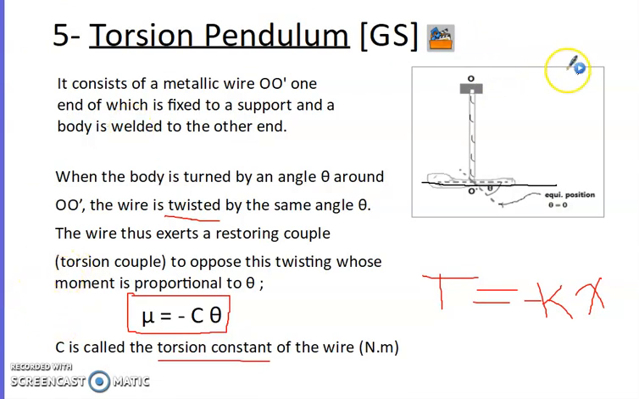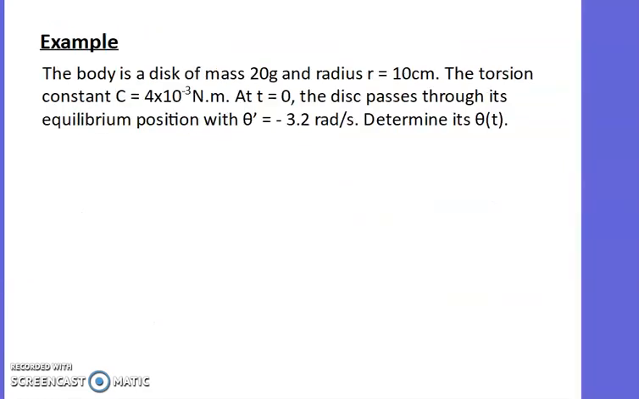Let's do this example, direct application. Here it is. This is the example. The body is a disk here of mass 20 gram and radius 10 centimeter. The torsion constant is this. At t equal to 0, the disk passes through its equilibrium position with this speed. Determine theta. Okay?